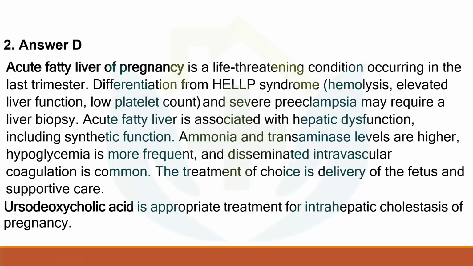Differentiation from HELLP syndrome and severe preeclampsia may require a liver biopsy, but acute fatty liver of pregnancy is associated with hepatic dysfunction, including the synthetic function. Ammonia and transaminase levels are higher. Hypoglycemia is more frequent and disseminated intravascular coagulation is common. The treatment of choice is delivery of the fetus and supportive care. So this was the correct answer. It's 34 weeks gestation, so you have to do the delivery of the fetus in this case. Okay.